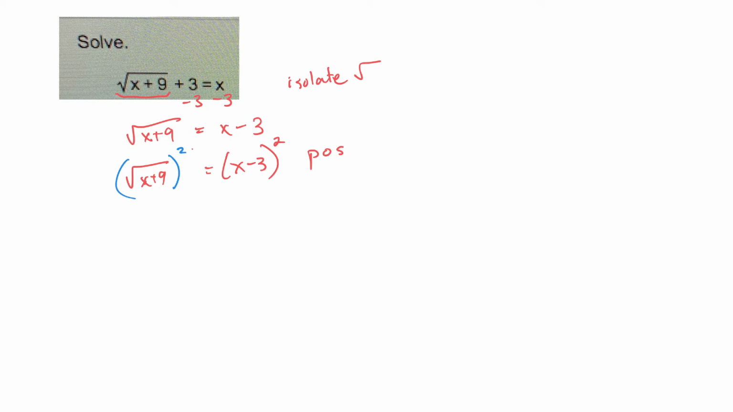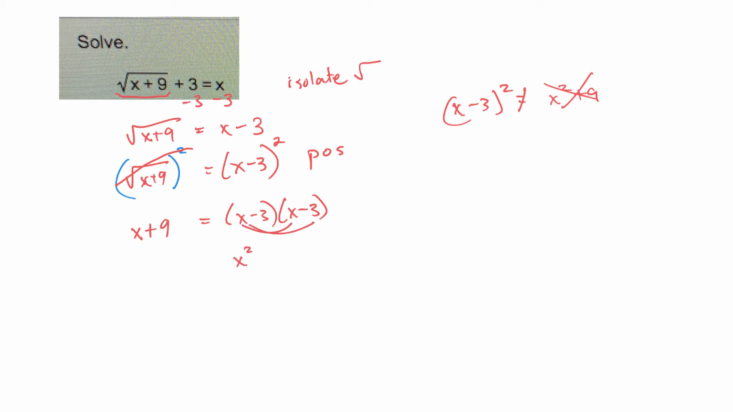So on the left side, the square and the square root cancel, leaving me with just x plus 9. But on the right-hand side, I've got x minus 3 squared, which isn't just x squared plus 9. What you have to do is rewrite two of them and then multiply them out. So FOIL or use the distributive property. So x times x is x squared, minus 3x, minus another 3x, plus 9 is equal to x plus 9.